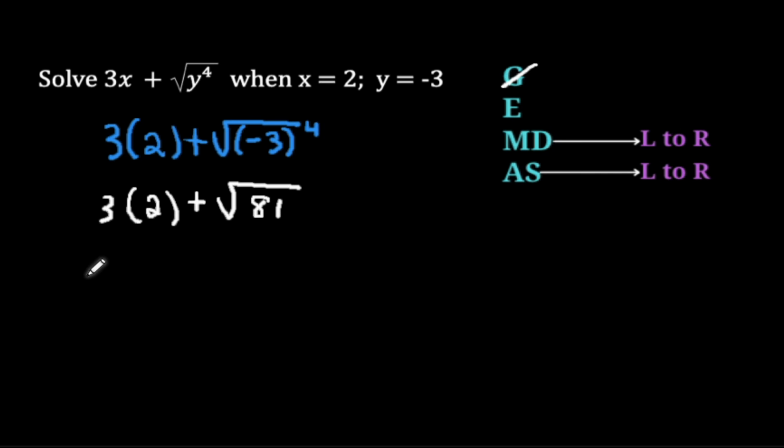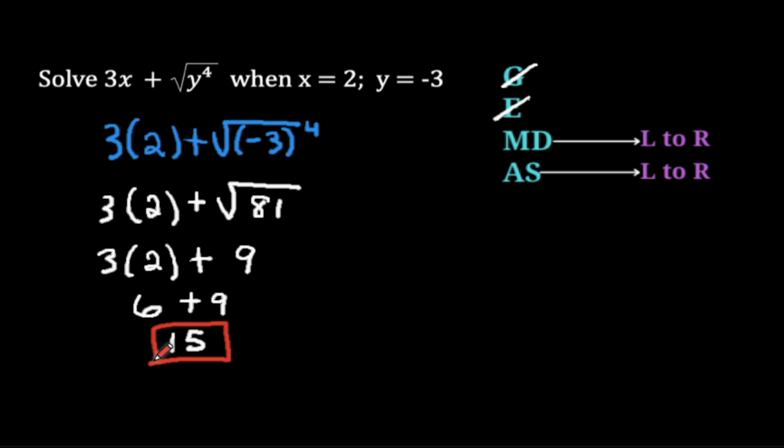All right, so next we're going to complete this square root of 81, because remember, the square root can be treated as a grouping symbol. So let's bring everything else down. And the square root of 81 is 9. So now we can perform multiplication, because remember, it comes before addition. So we take and multiply 3 times 2, which is 6, plus 9. And your result here is 15.